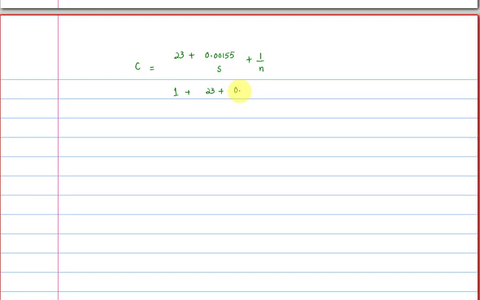After that you will come up with the N formula, 0.00155 divided by S into N divided by under root R. Let me now draw the lines. This is the main division, 23 plus 1 and here is the division, and then 1 plus, inside the bracket, 23 plus 0.00155 divided by S, then multiply by N divided by under root R. Got it.